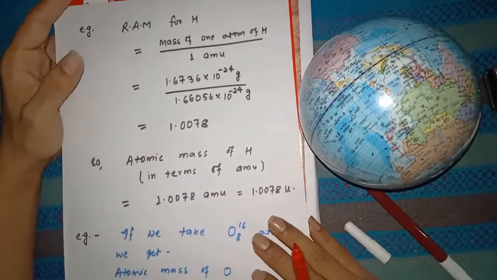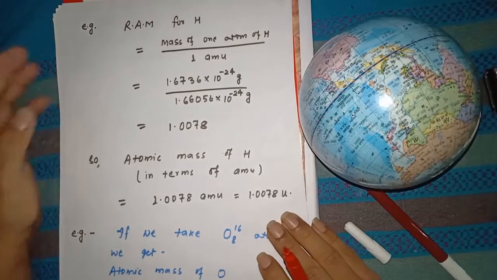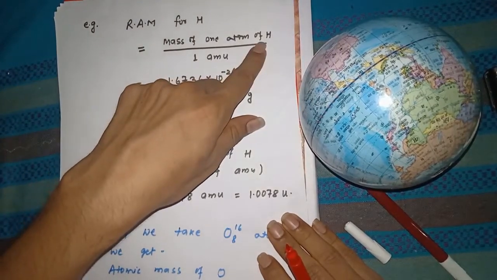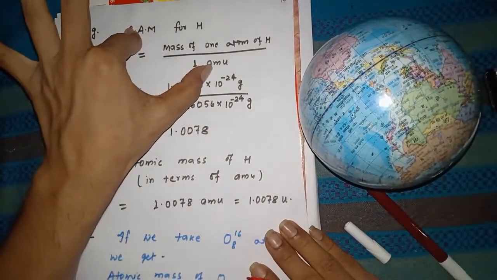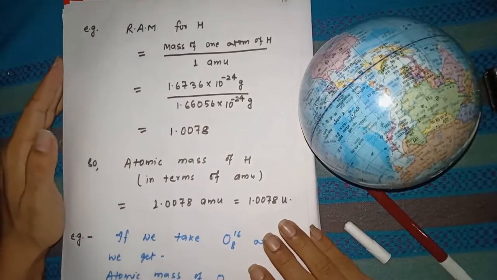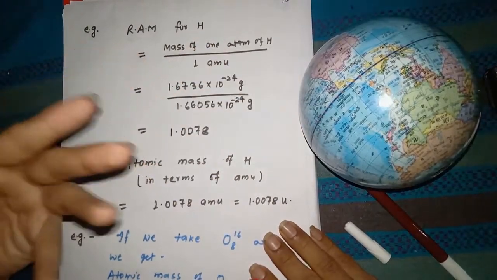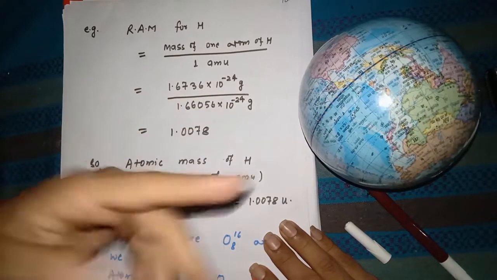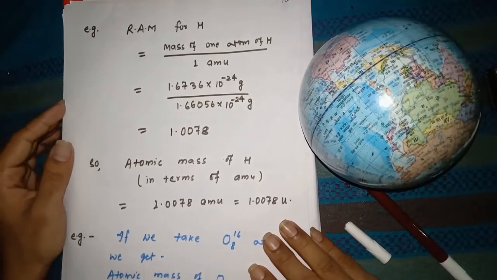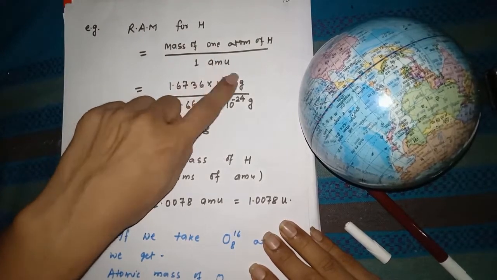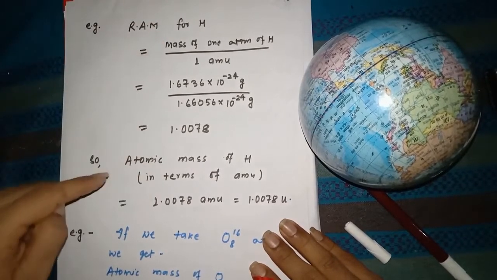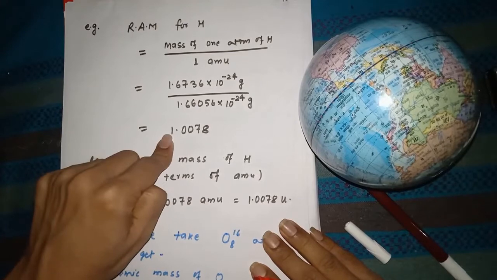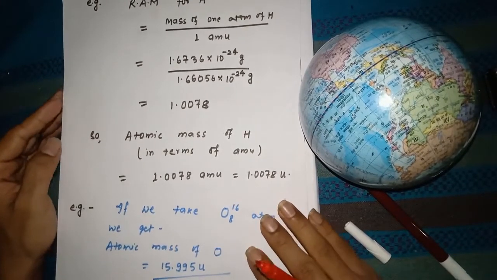For example, I am giving you an example: the RAM for hydrogen. How can you calculate the RAM for hydrogen? We know that the atomic mass of one hydrogen atom is nothing but RAM into AMU. I have already told you, the mass of one atom is found to be 1.6736 into 10 to the power minus 24 gram by mass spectroscopy, and 1 AMU is 1.66056 into 10 to the power minus 24 gram. If you divide it, we can find the RAM of hydrogen, that is 1.007. Have you got my point?